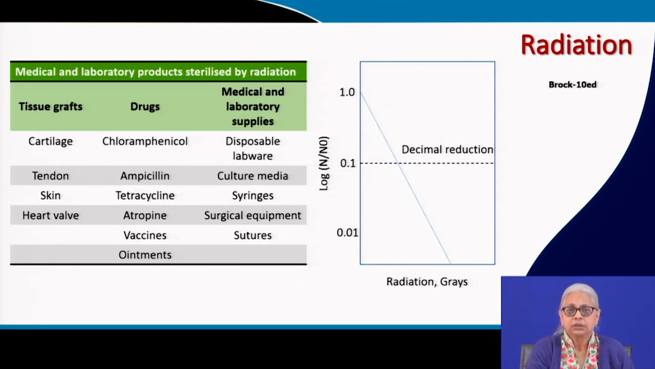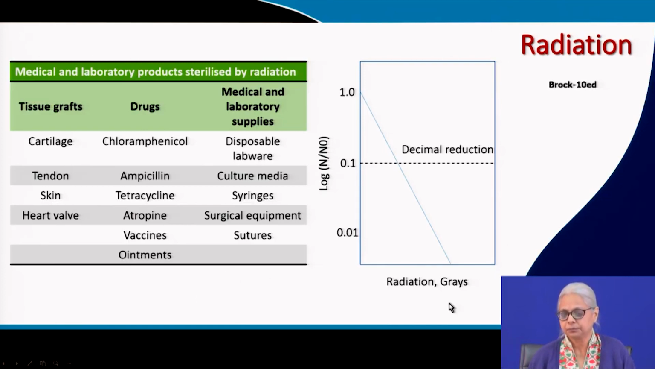I said also that radiation is a method of sterilization. So many medical as well as laboratory products are sterilized by radiation. You have tissue grafts, cartilage, tendon, skin, heart valves, all of which can be irradiated. You have drugs and pharmaceutical materials: chloramphenicol, ampicillin, tetracycline, atropine, vaccines, ointments. All of these are sterilized by radiation. Then you have medical and laboratory supplies, which can also be sterilized by radiation.